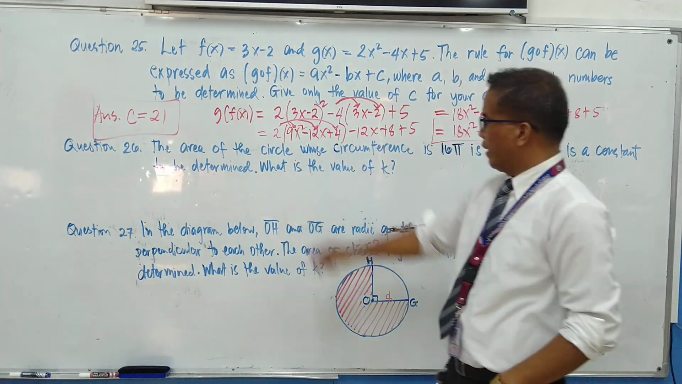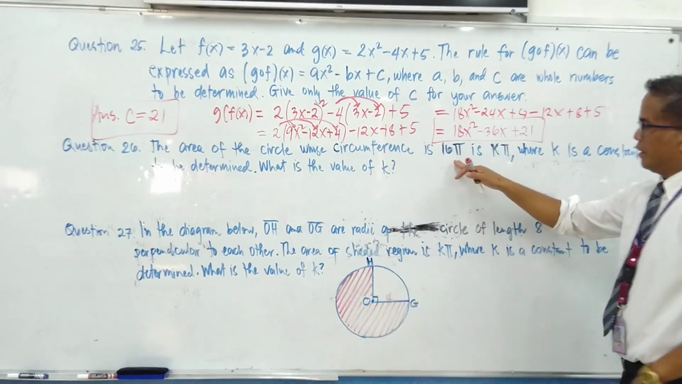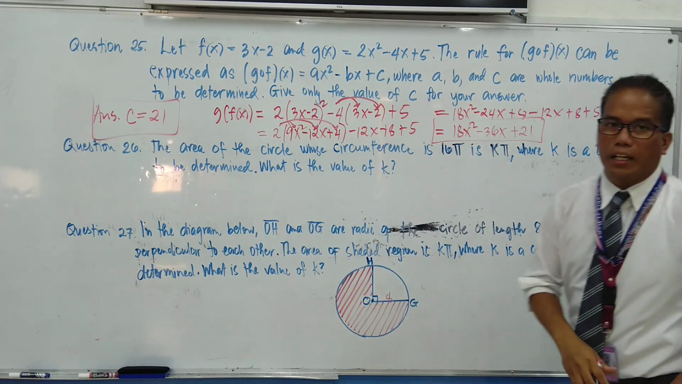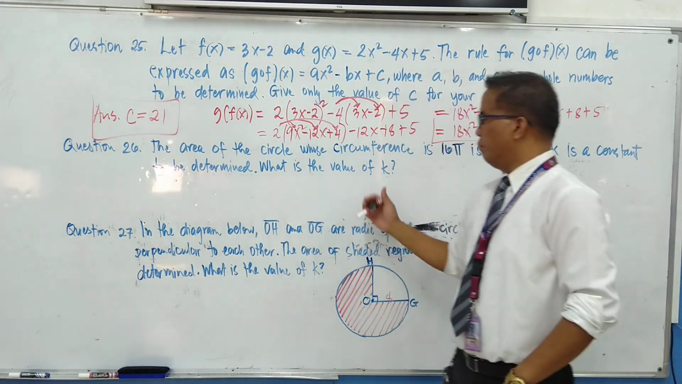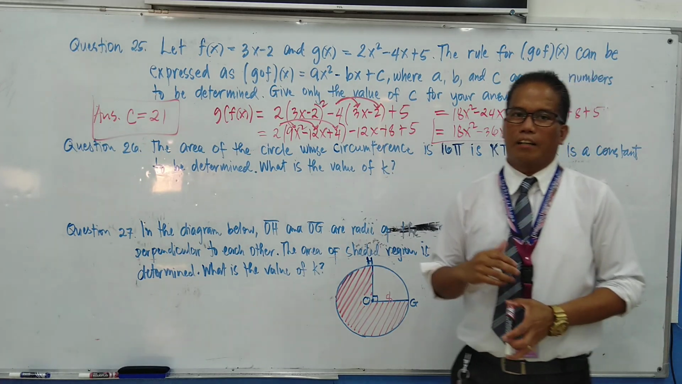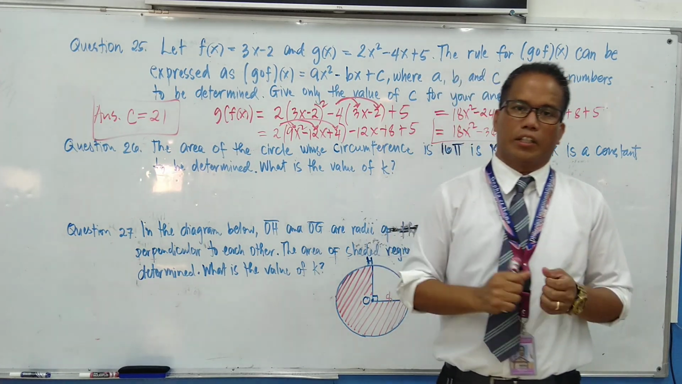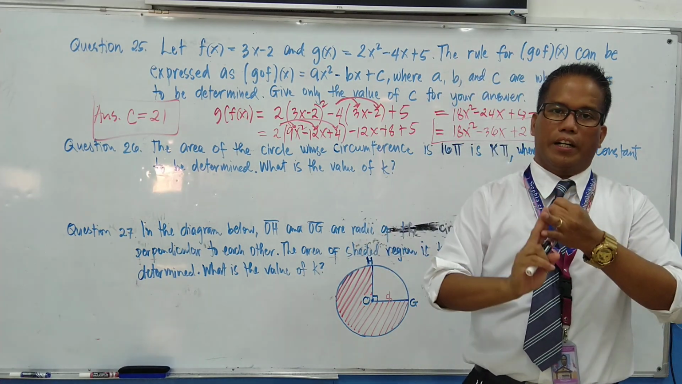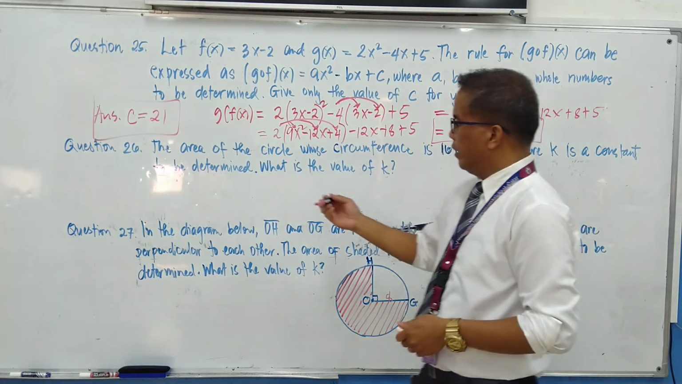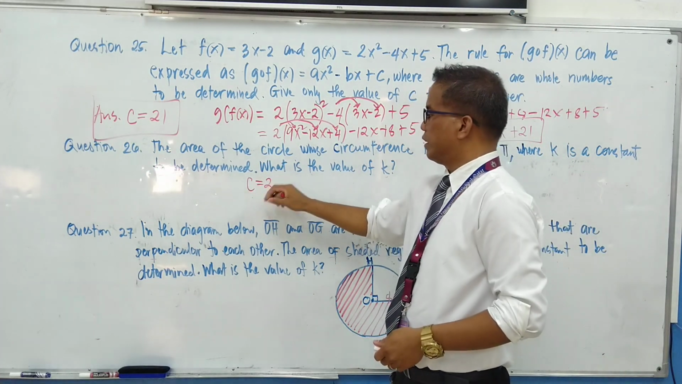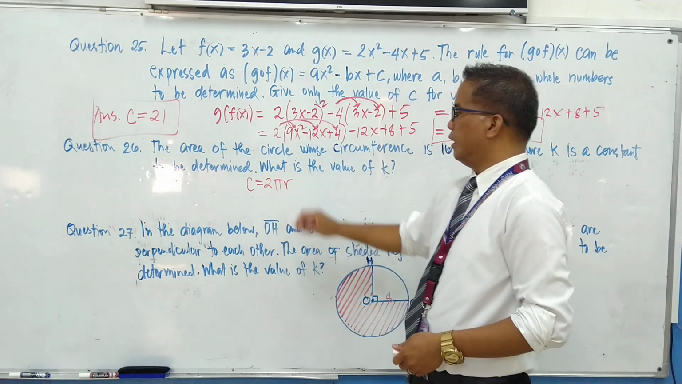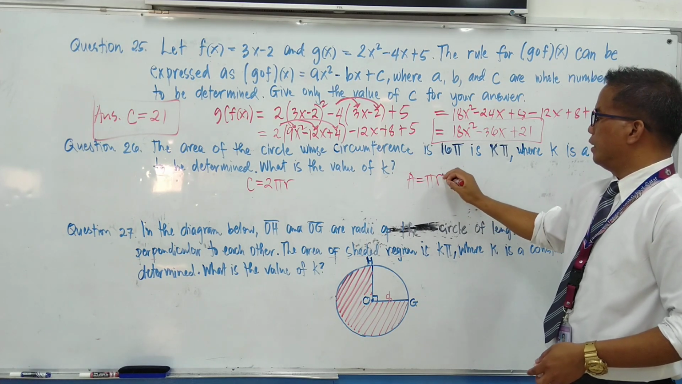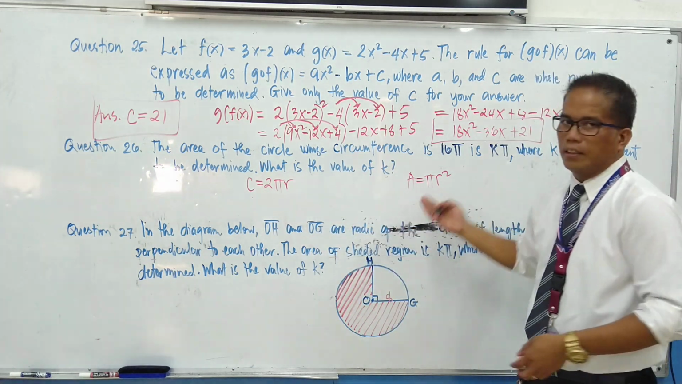The area of the circle whose circumference is 16 pi is k pi, where k is a constant to be determined. What is the value of k? So in this problem, we will consider the two formulas. Number one, the circumference. Number two, the area of the circle. The formula for the circumference of the circle is C equals 2 pi r. Then for the area of the circle, A equals pi r squared. Okay, so these two formulas.